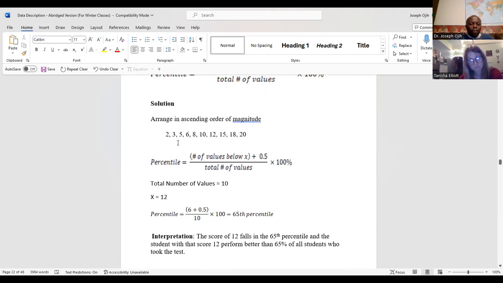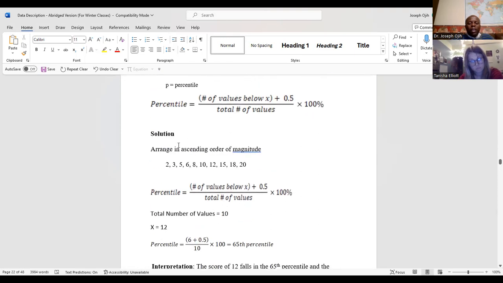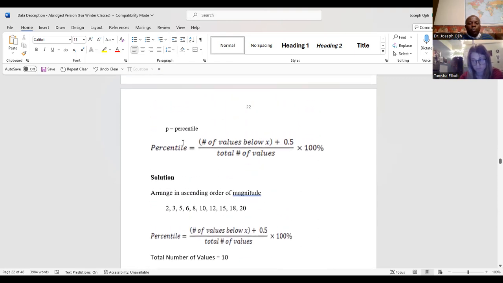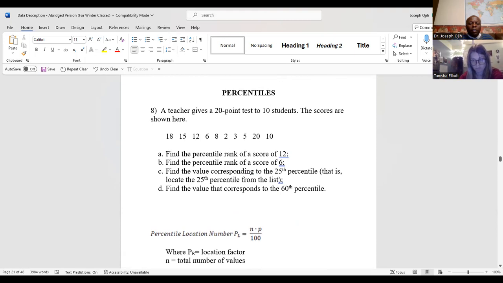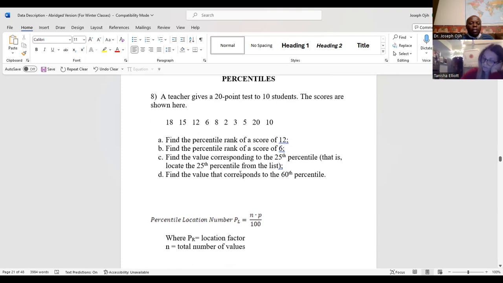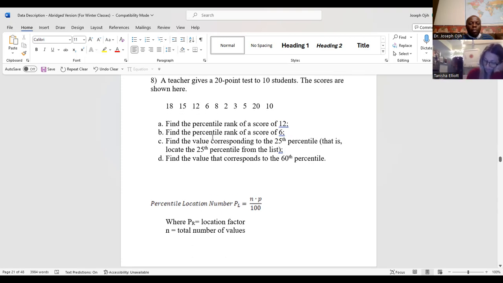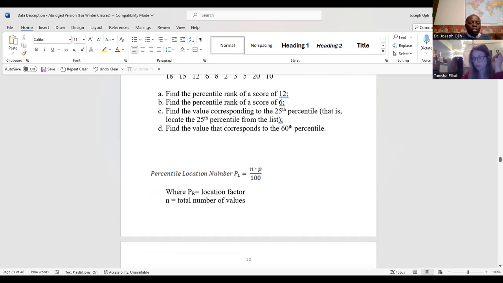Okay, so we end up doing another percentile of the same number. They asked 2 questions on that. The first one, they asked you to find the percentile rank of 12. Now the last 2 are different. In the first 2, they gave you the score and asked you to find the percentile rank. But in the last 2, C and D, they gave you the percentile and they asked you to find the score that corresponds to it. Okay? So for that, you're going to use this formula here.